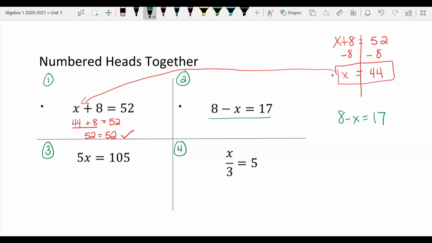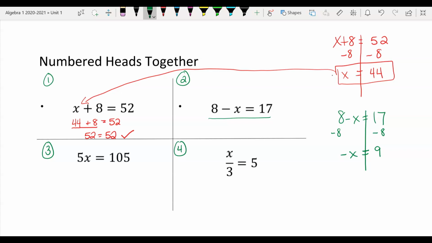So if I want to get the x by itself, a lot of people like to subtract the 8 first because right there we're adding 8. If there's not a sign, it's a positive, right? So I'm going to subtract it. So now I have negative x equals 9.